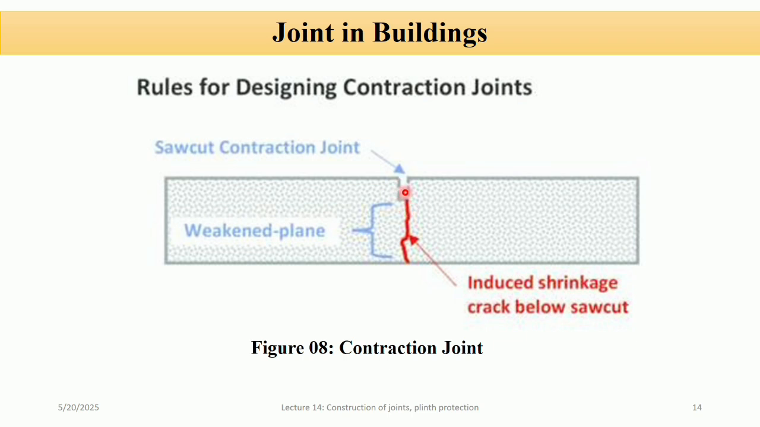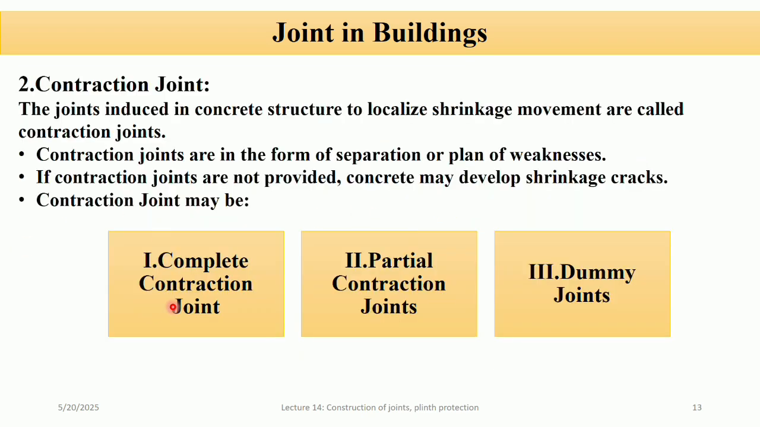If contraction joints are not provided, the natural shrinkage of concrete can cause uncontrolled or random cracks, which may affect the appearance, durability, and strength of the structure. Contraction joints may be complete contraction joints, partial contraction joints, and dummy contraction joints.